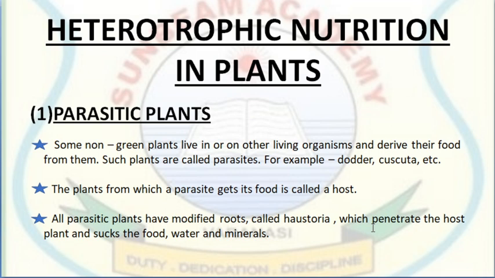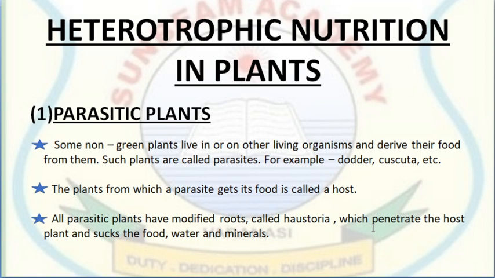Now, we have the second mode of nutrition, that is heterotrophic nutrition. The animals and the non-green plants such as fungi and bacteria cannot prepare their own food. They depend directly or indirectly on green plants for their nutrition. This mode of nutrition is called heterotrophic nutrition. Animals and non-green plants are known as heterotrophs.